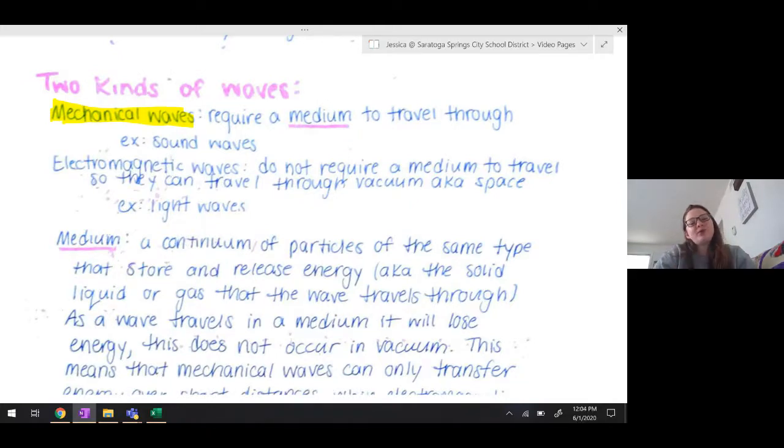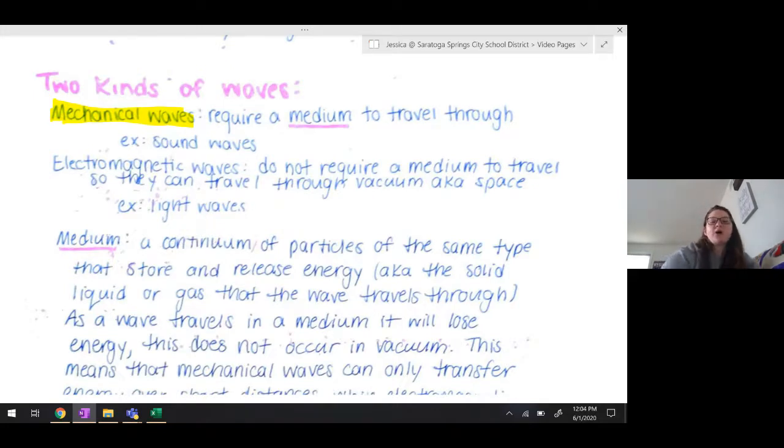The other type of wave that we could study is electromagnetic waves, and those are the waves that are kind of bouncing around in space. Electromagnetic waves are super cool because they actually don't need a medium to travel through, so they can travel through vacuum, which means that they can travel through space. That's how light travels to us from the sun. Even though there's really nothing for the wave to travel through, because space is a vacuum, light can still get to us because it's electromagnetic.